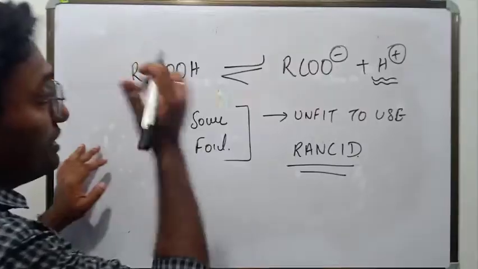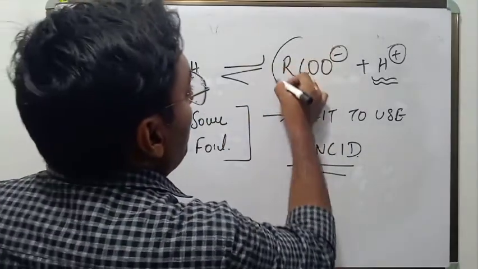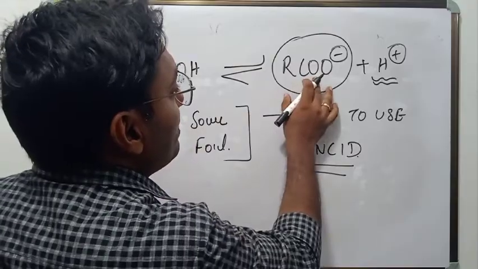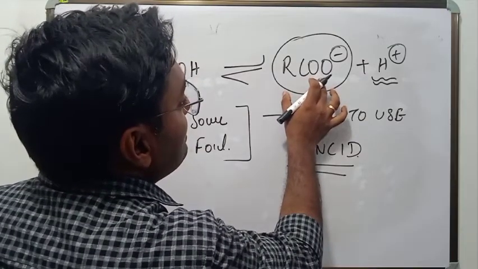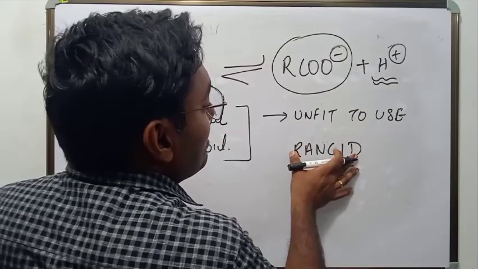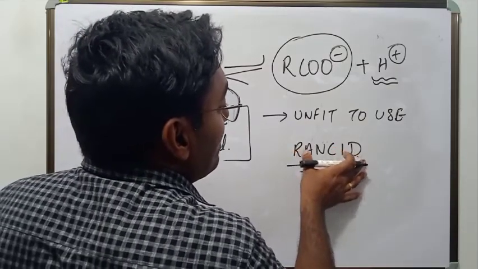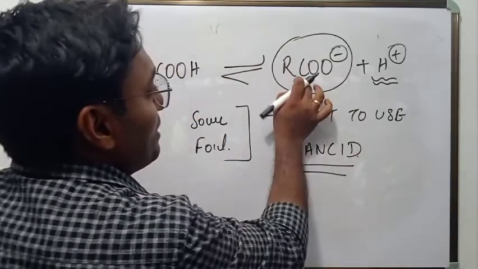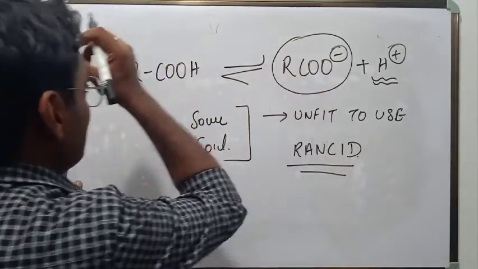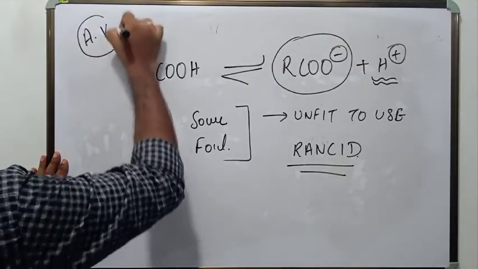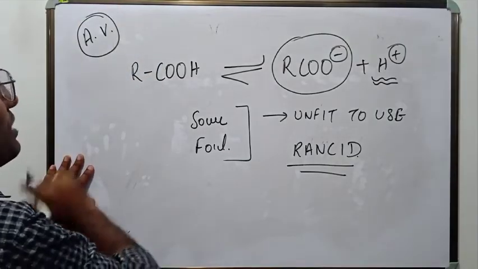So we have to determine what is the amount of free fatty acids in our oil sample. Only then will we be able to determine whether the oil is rancid or not, and if so, to what extent. So it is very important for us to determine the amount of free fatty acids. Now this can be determined by acid value. That is what acid value is all about.